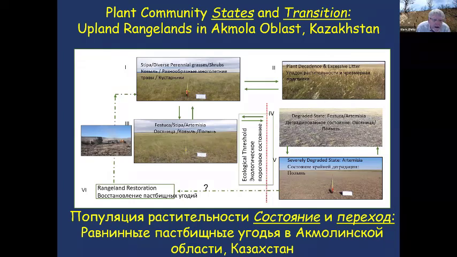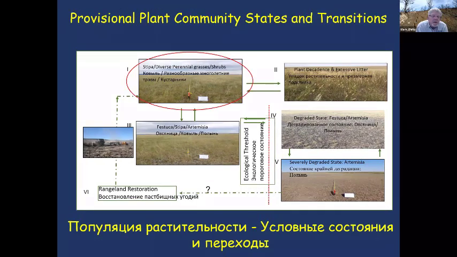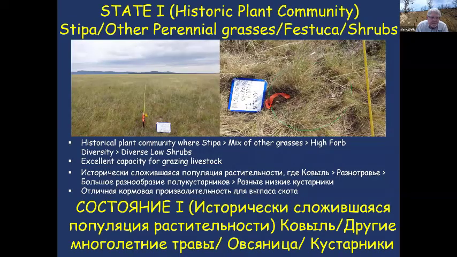All right, well, I'll go ahead and get started then again, and we'll go forward. So the plant community states and transition models, we've gone through this slide. As I talked about earlier, we're going to go through these. We start with phase one, which is our idealized plant community. And it is a stipa-based community with other perennial grasses, festuca, and a minor component is our shrubs.